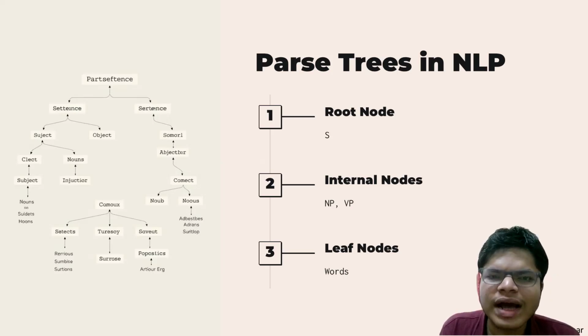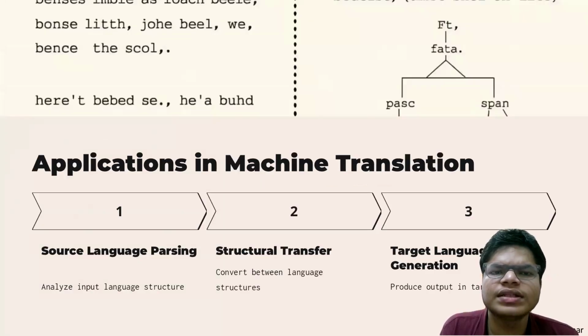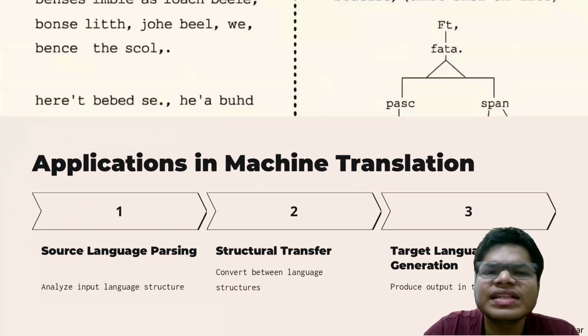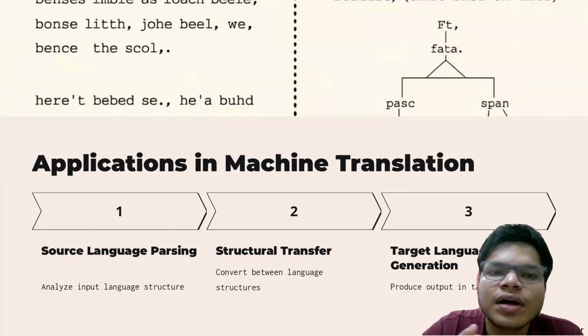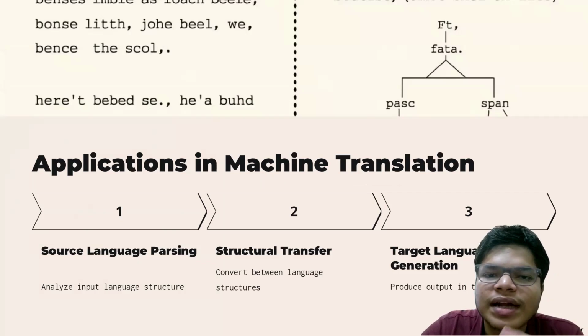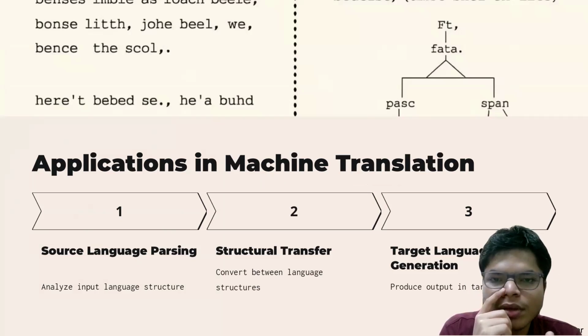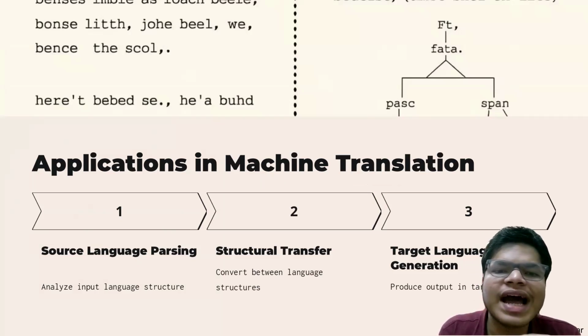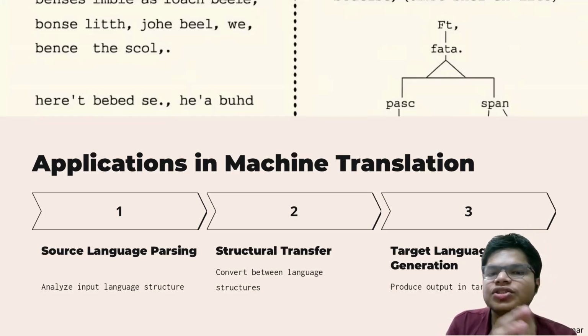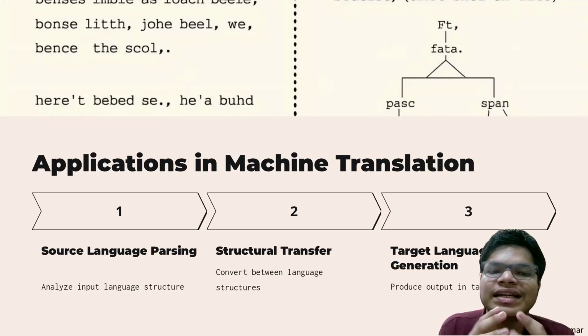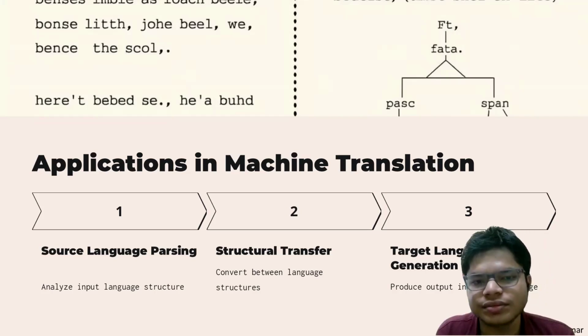Now let's talk about applications in machine translation. So context-free grammar is very useful for machine translation, like Google Translate. It helps break down sentences into parts, translate those parts, and then put them back together in the new language. For example, when translating the cat catches the mouse to another language, CFG gives a sentence structure so that the meaning stays the same. This is how translation tools make sure that sentences make sense after translation.